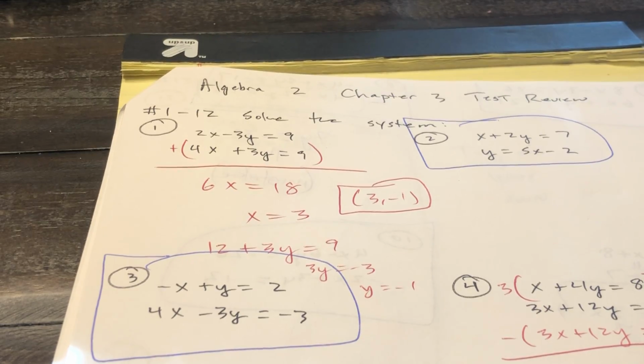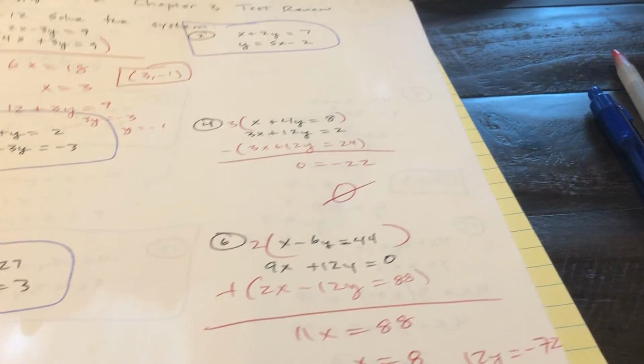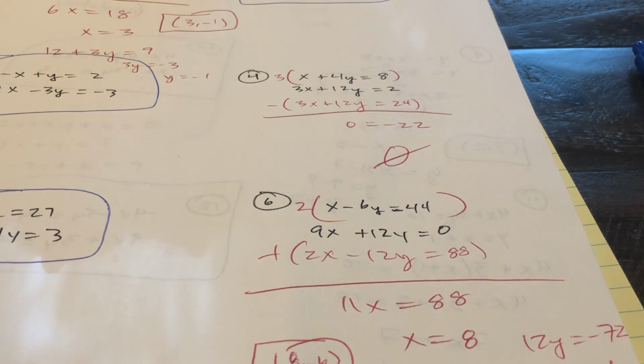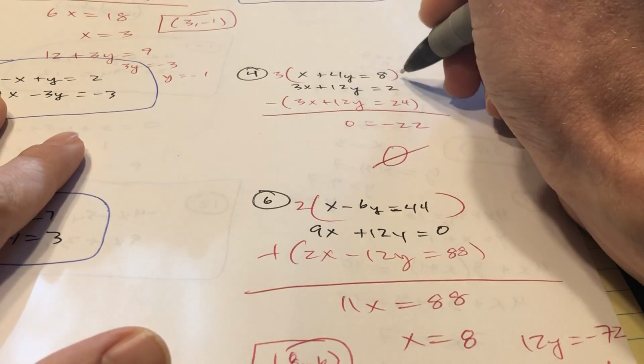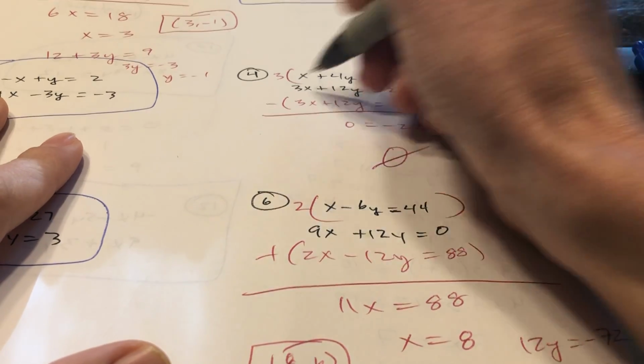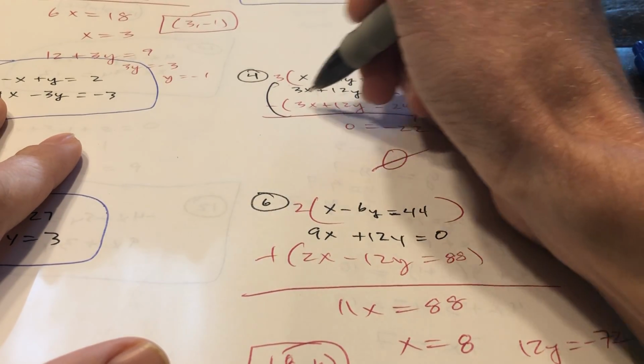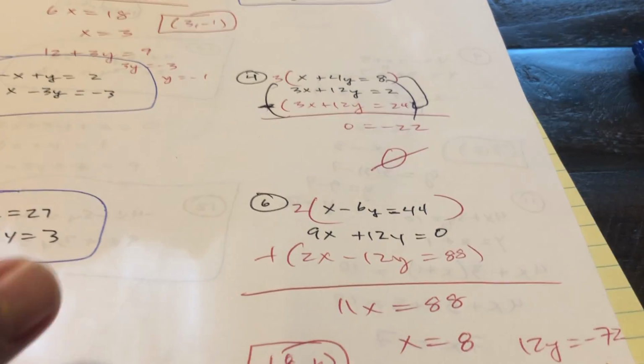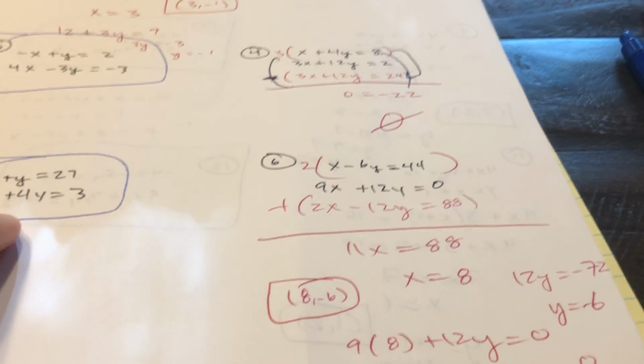There's the answer for 1. What couldn't be easier? The y's match up perfectly. There's your answer for 4. Notice I multiplied everything by 3, and then I put it right below. Then I worked with those two, and I subtracted. And there's the answer for 6.